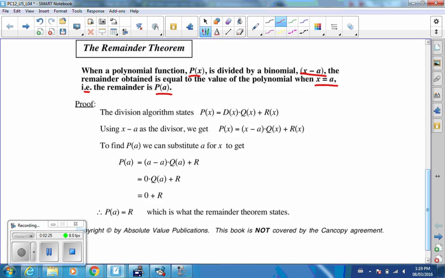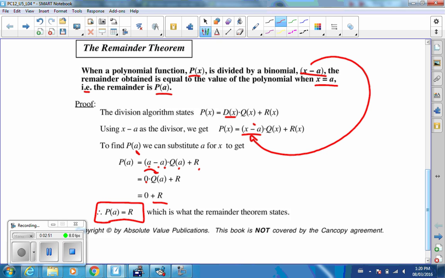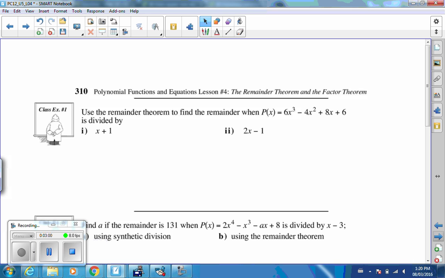Great minds think alike. The proof of this is pretty cool. So what we're doing is if I'm dividing by this x minus a, instead of d at x, I could write x minus a. So I just made that replacement. Now, to find p at a, I'm going to put it into this form. A minus a is 0. Q at a and r. I don't know what q at a is, but it doesn't matter because 0 times q at a is 0. And so all I'm left with is remainder. Therefore, p at a is the remainder, which is what the remainder theorem says. Cool. So the shortcut here is instead of doing the long division, I can just do p at -1.